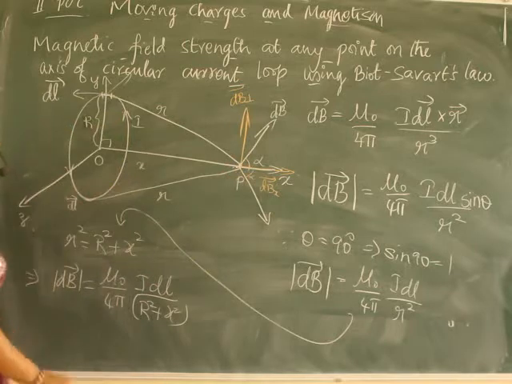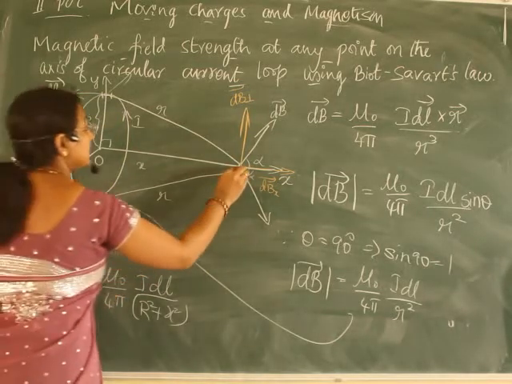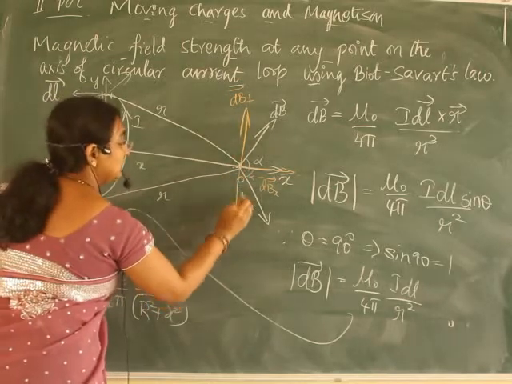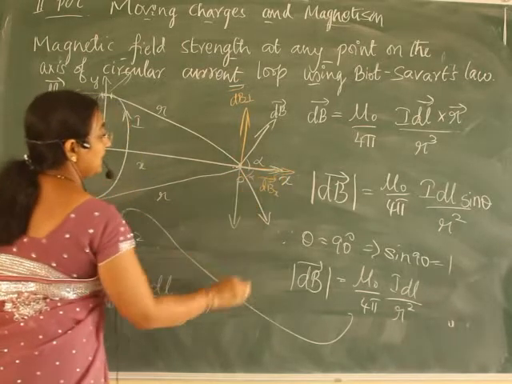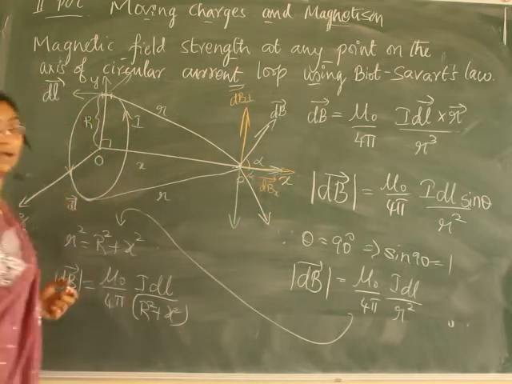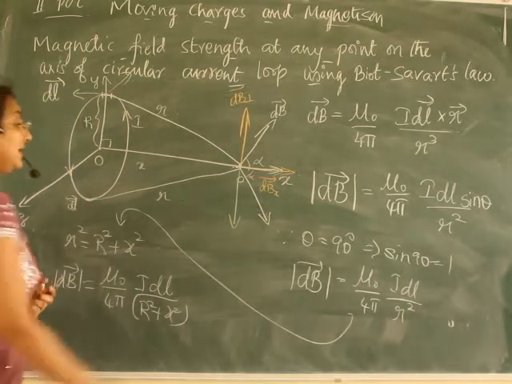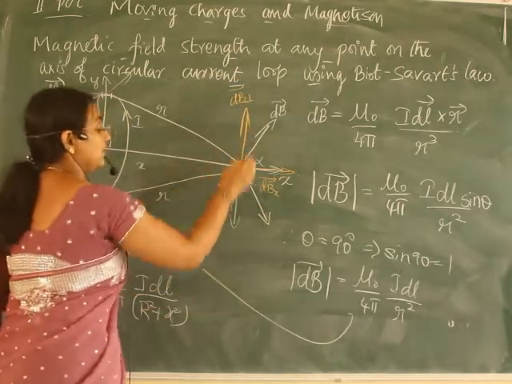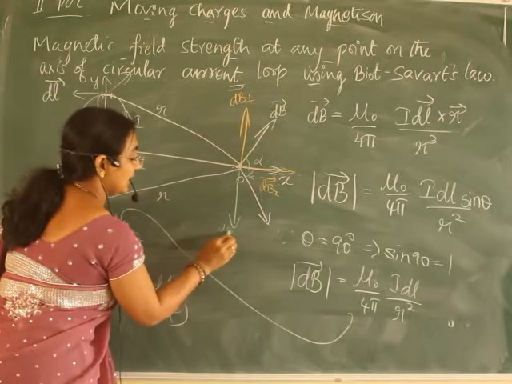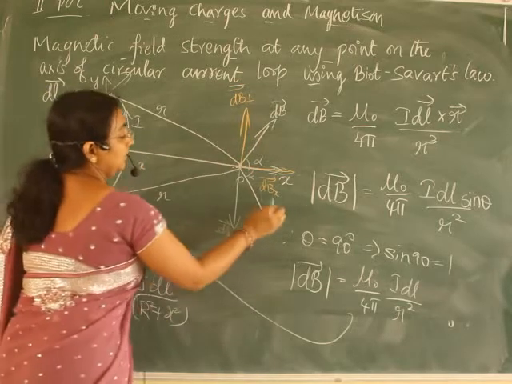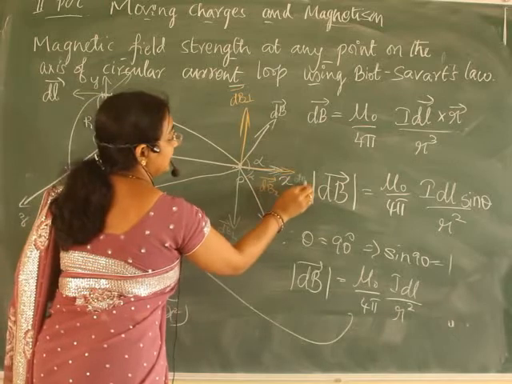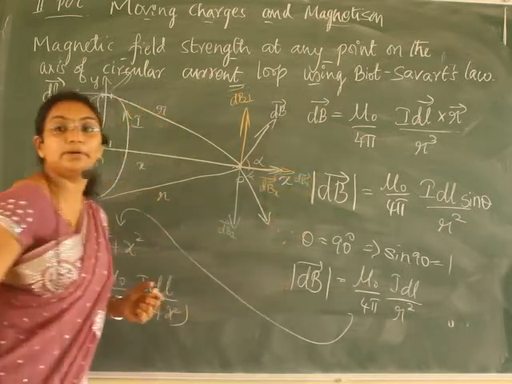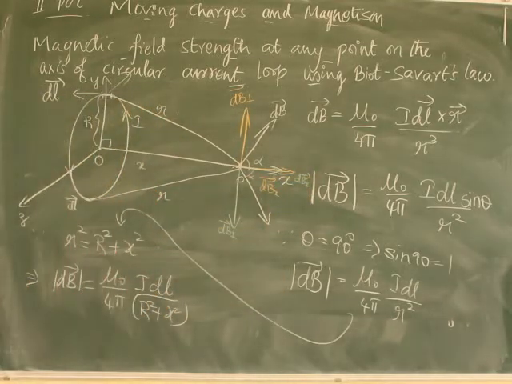Again, I can resolve this vector into two components. See here, when I resolve it into two components along the x and y, along the x-axis it is in the same direction, but along the y-axis both are in the opposite direction, so they will get cancelled out. Whereas dBx vector will get added up. Understood what is happening? See here, we can resolve a vector into two components.